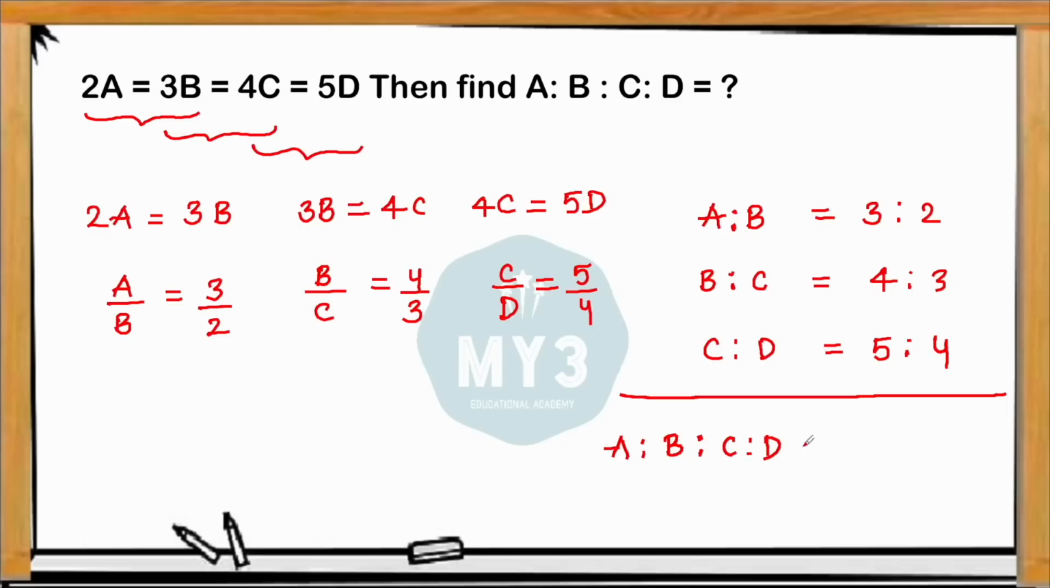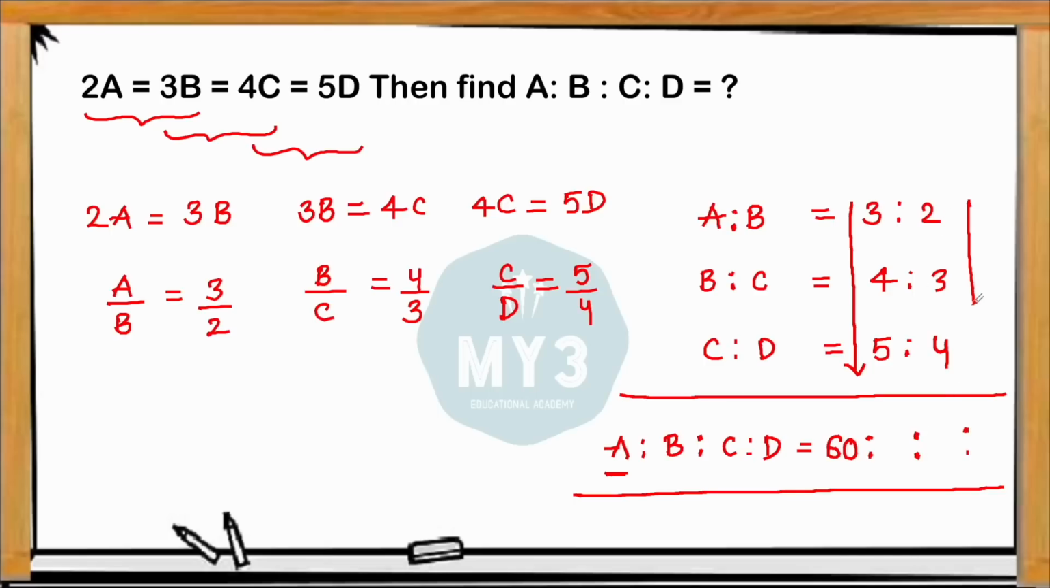We can simply go with a solution like this. To get A value, just multiply all the first terms. What is the multiplication of the first term? 3 into 4 is 12. 12 into 5 is 60. That is the value of A. As of now, we don't know B and C values. To get the D value, multiply all the last terms. 2 into 3 is 6. 6 into 4 is 24. That is the value of D.